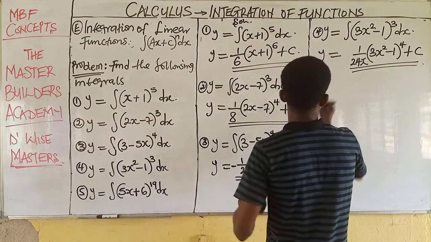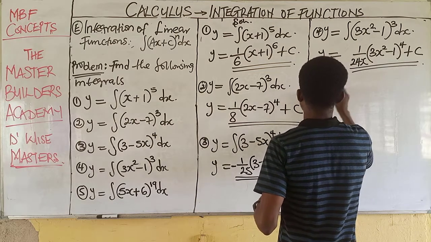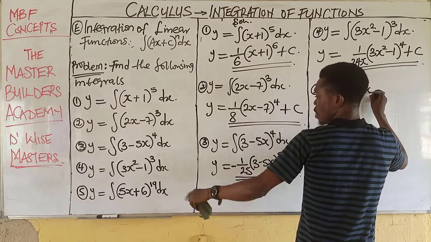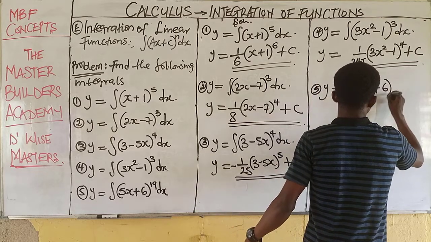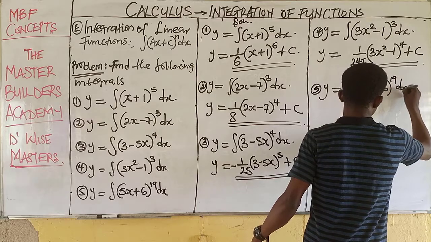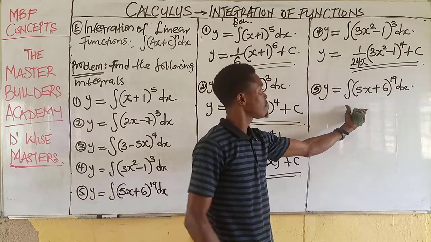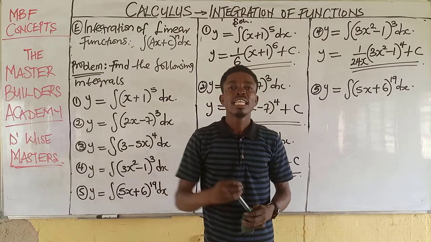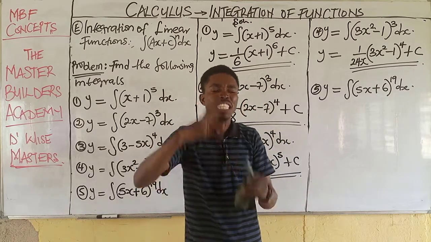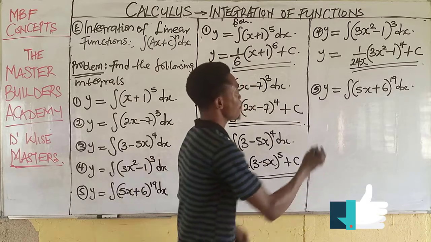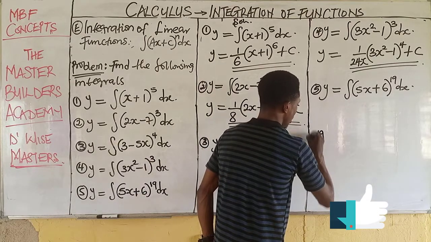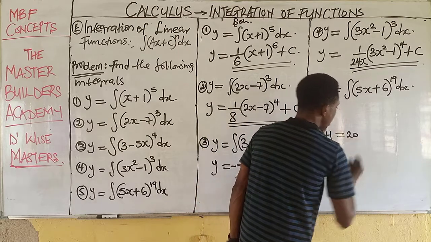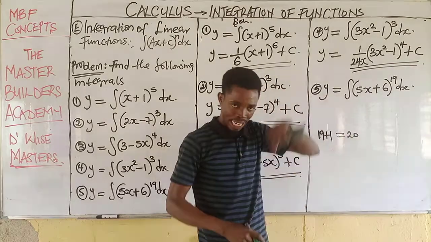Question number 5. We have that y is equal to the integral of (5x + 6) raised to the power of 19 dx. This is what I have. Now the first thing you always do is to identify the power of the given function. And here the power of the given function is 19. Then we will add 1 to it, and this will give us 20. This happens to be the new power now.